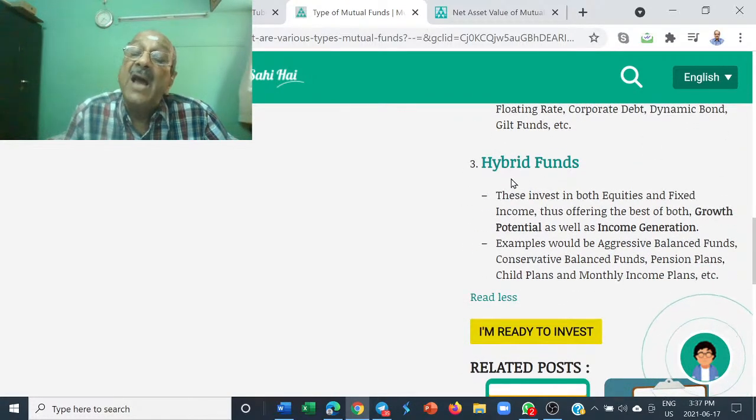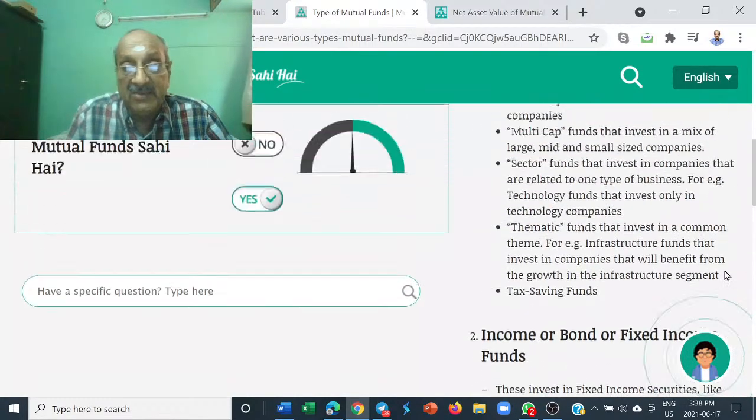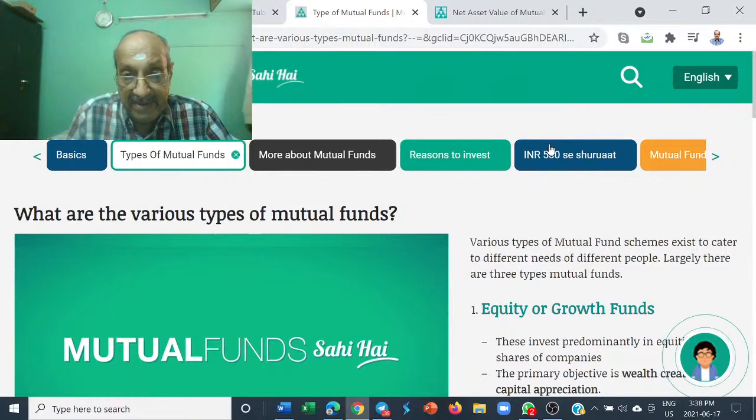The third one is hybrid funds. These invest in both equities and fixed income, thus offering the best of both: growth potential as well as income generation. Examples would be aggressive balanced funds, conservative balanced funds, pension plans, child plans, and monthly income plans. So these are the three different types of mutual fund schemes.